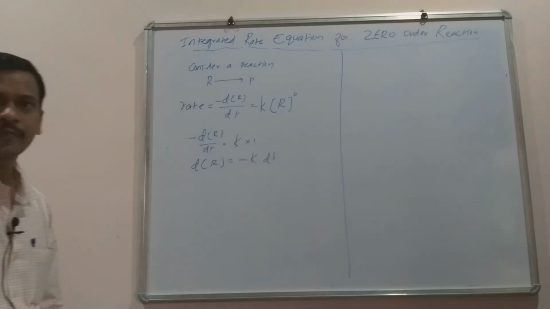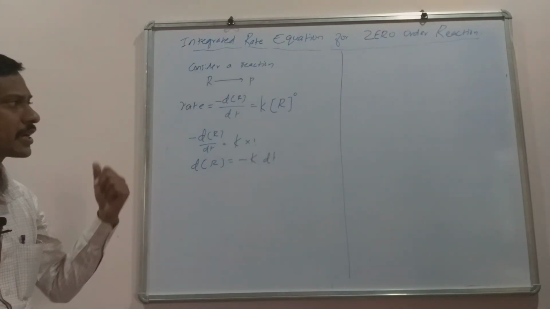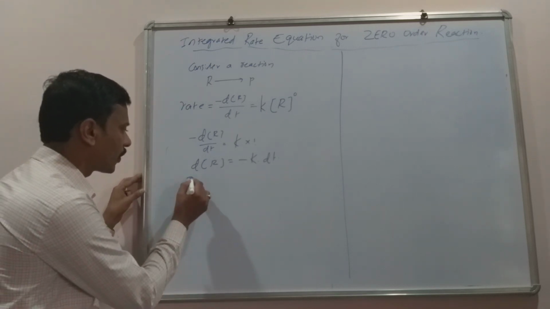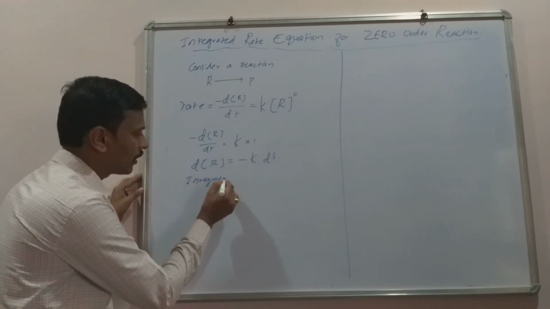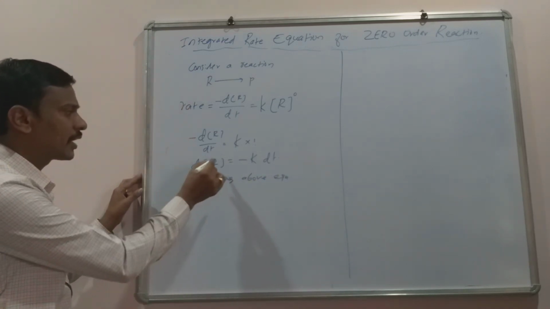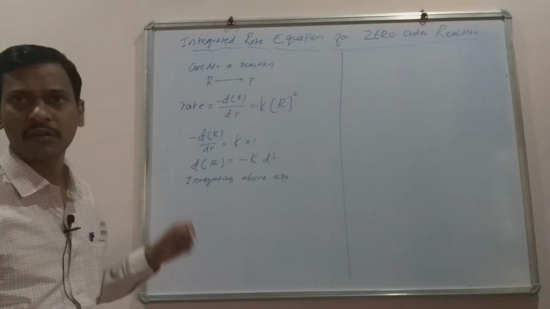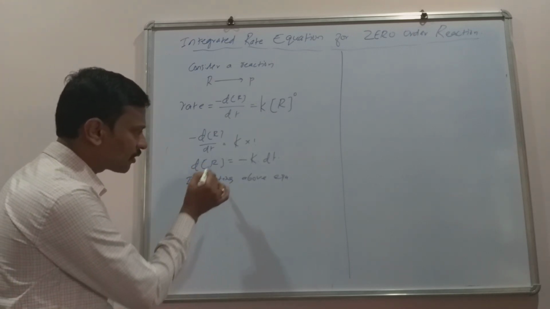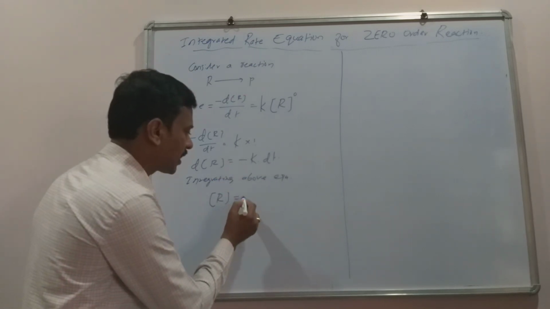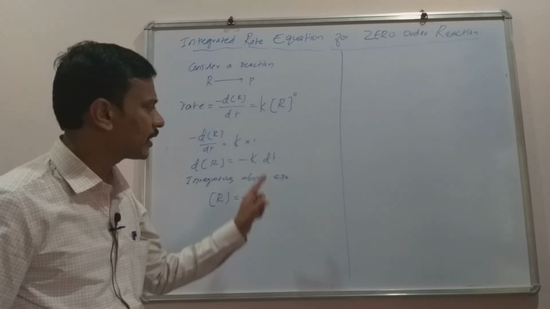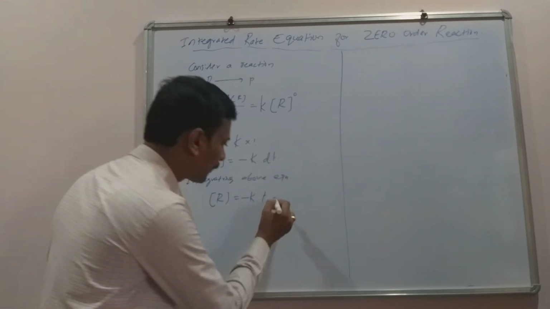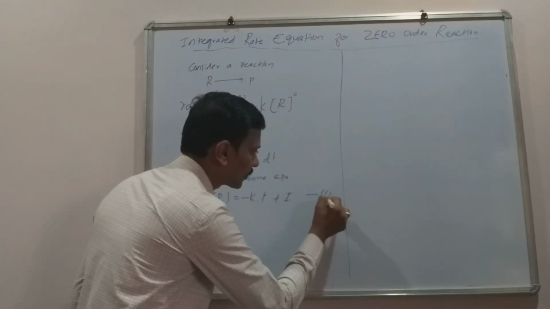By rearranging this equation, d[R] equals minus k into dt. This is the equation. We are going to derive the integrated equation. That's why we integrate the above equation. What happens? Integration of d[R] is [R], as you know integration of dx is x. Similarly, integration of d[R] is concentration of [R] equal to minus k, k being the constant, into the integration of dt, which similarly is t, plus I. Call it equation number 1.